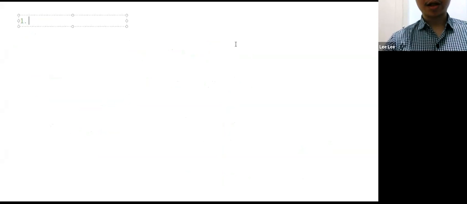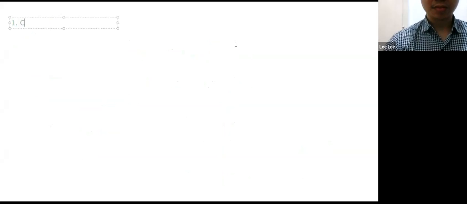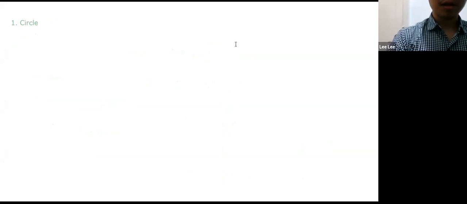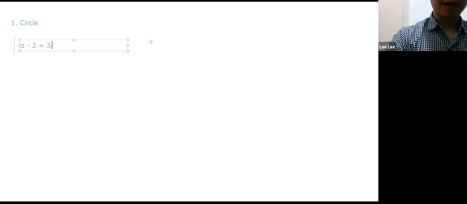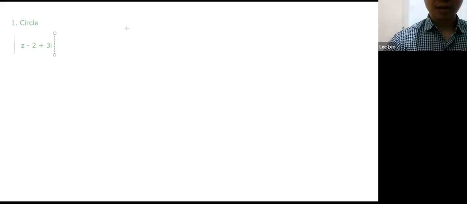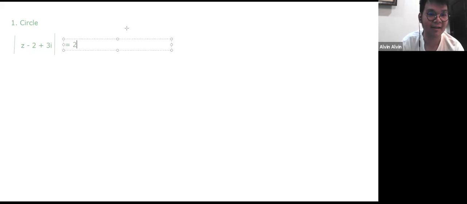Okay, now we start. The first one is the first model, the sketching of a circle. For a circle, usually you will see an absolute sign. It's very simple. Then you write |z minus, for example, minus 2 plus 3i| equals 2.